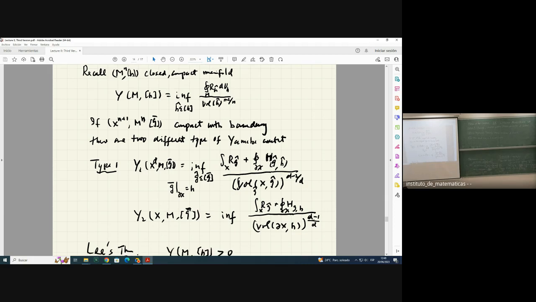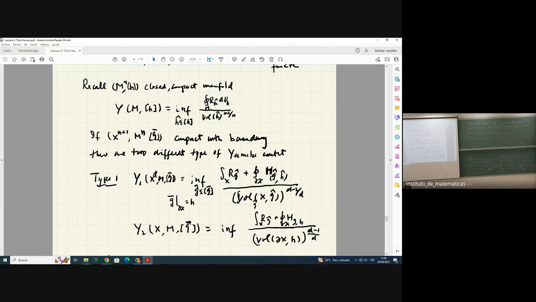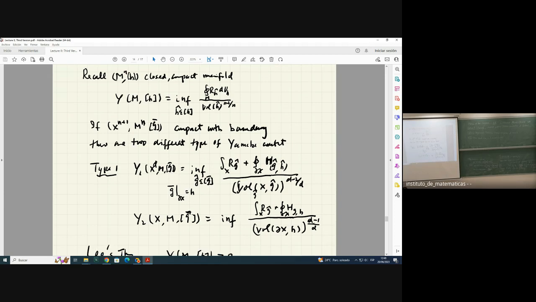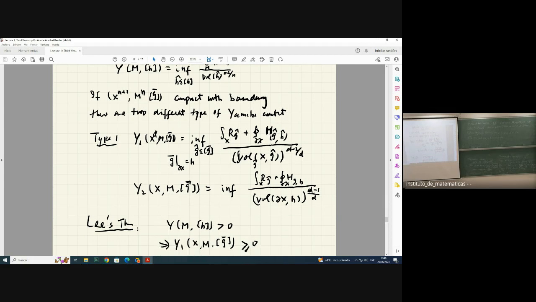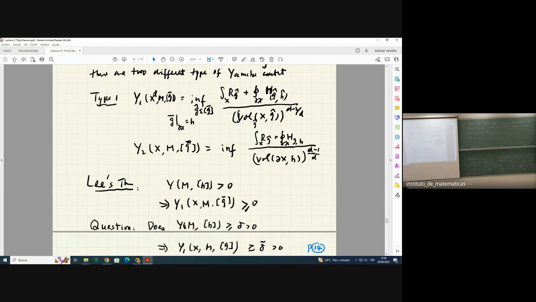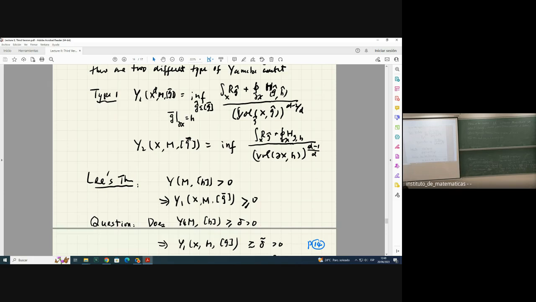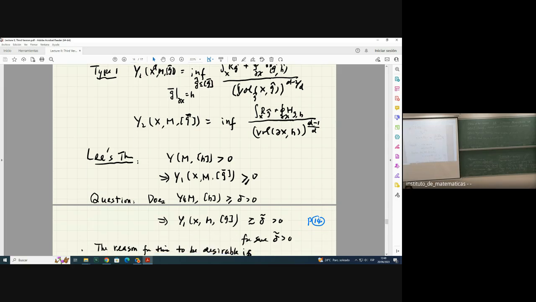Now, if M is a boundary of another manifold, X^{n+1}, and suppose we have this compactified metric g plus, then we have two different types of Yamabe constant, a type 1 constant and a type 2 constant. The type 1 constant is the scalar plus the mean curvature, normalized by the volume in the interior. And the second Yamabe constant is normalized by the volume of the boundary metric.